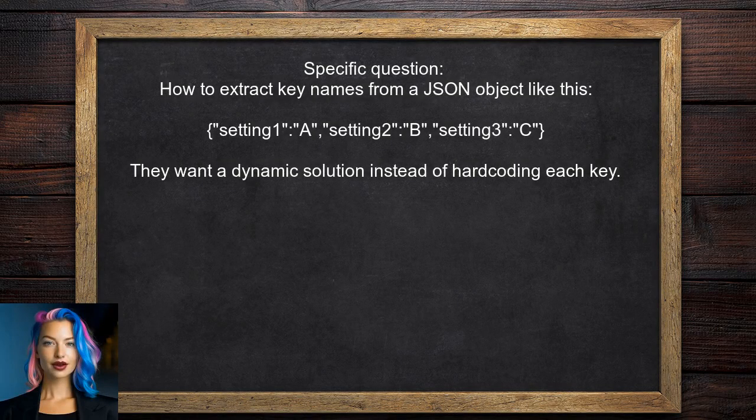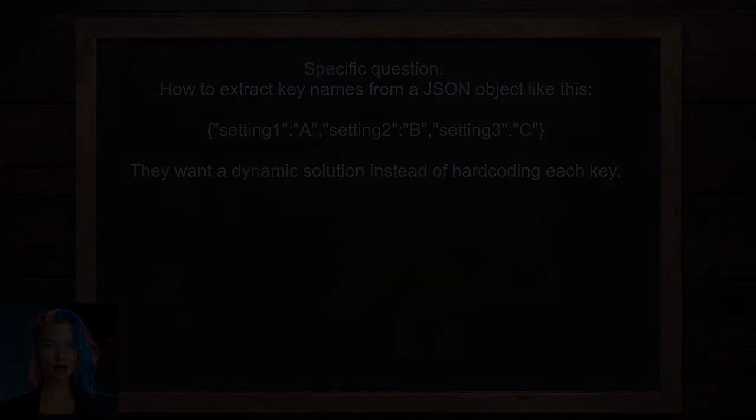Here's the specific question we're addressing. One user asked how to extract key names from a JSON object like this: Setting 1, Setting 2, and Setting 3. They want a dynamic solution instead of hard-coding each key. Sound familiar? Let's dive into the solution.